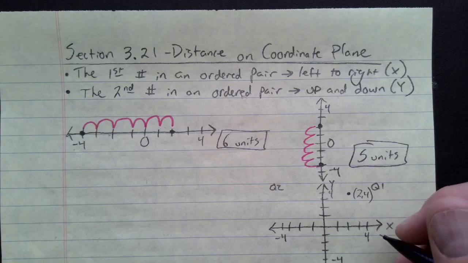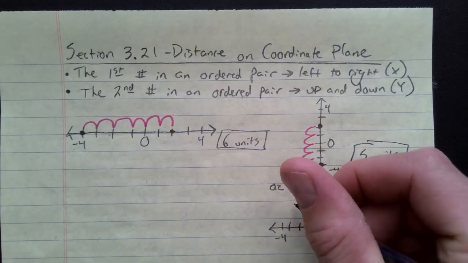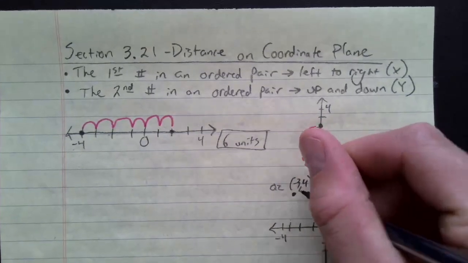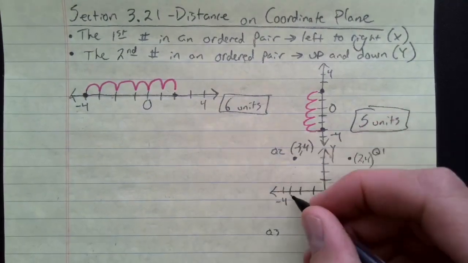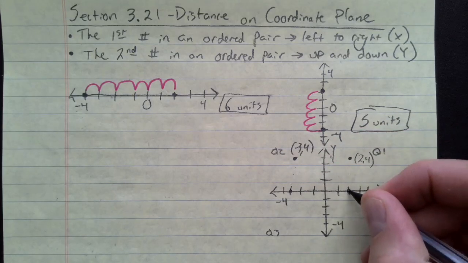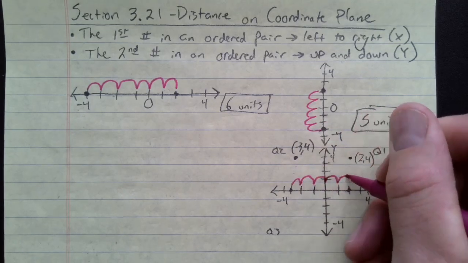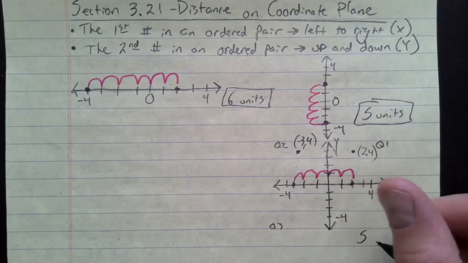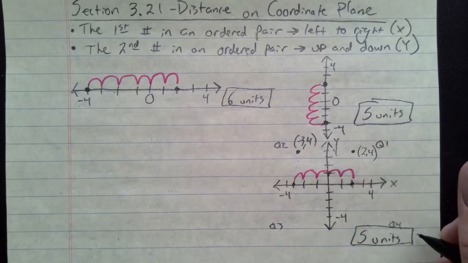We'll also plot the point negative 3, 4: left 1, 2, 3, up 1, 2, 3, 4. When we do this, we just go back to our axis, the x-axis. Negative 3 is here, positive 2 is here, and we make our jumps: 1, 2, 3, 4, 5. So we know from point negative 3, 4 to point 2, 4 is 5 units.